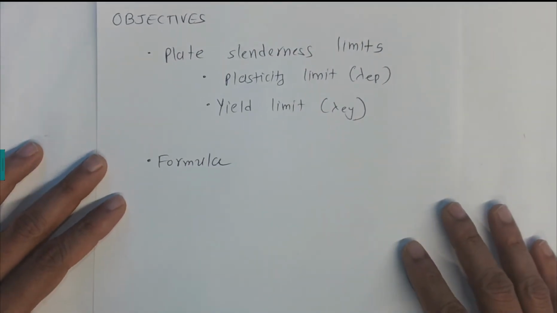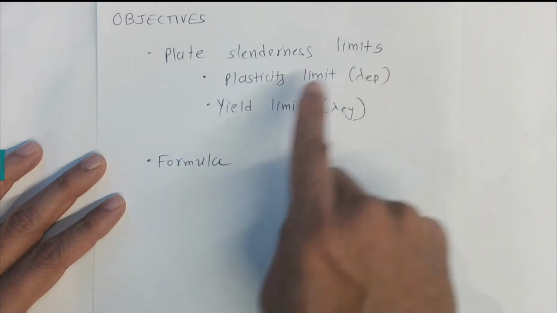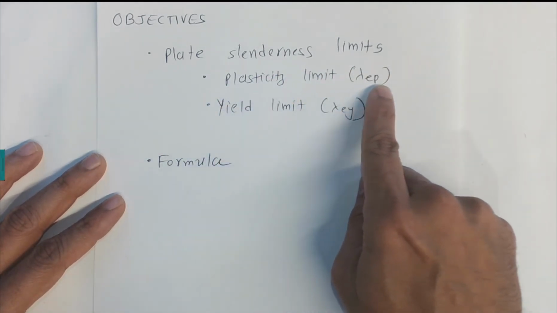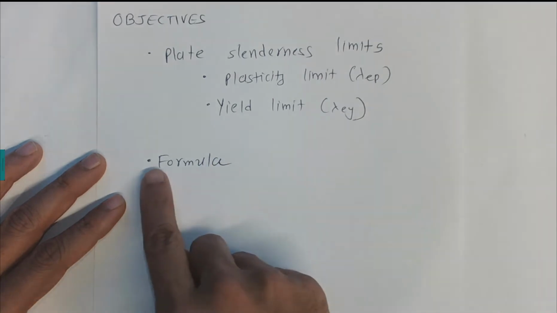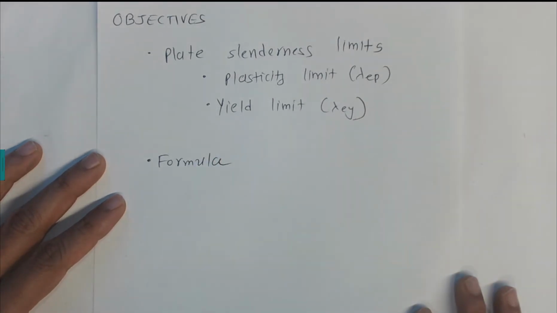The objective of this video is to explain the plate slenderness limit in terms of the plasticity limit lambda EP and the yield limit lambda EY, and we will look at some formulas to calculate the effective section modulus. Now first we can talk about the flange.